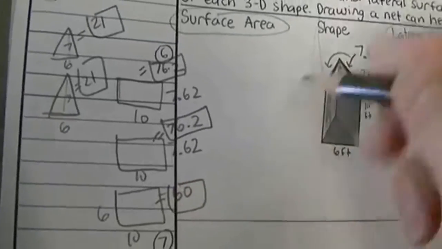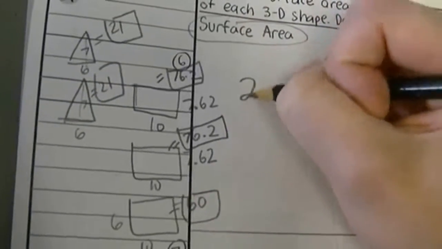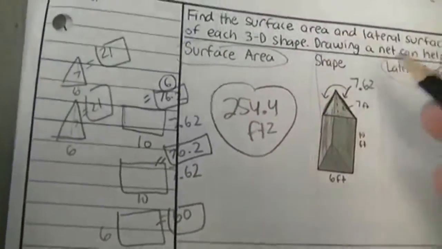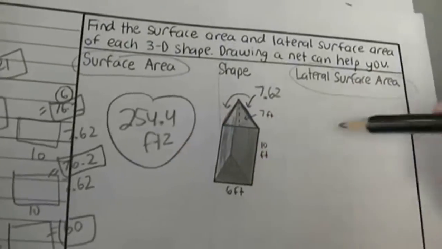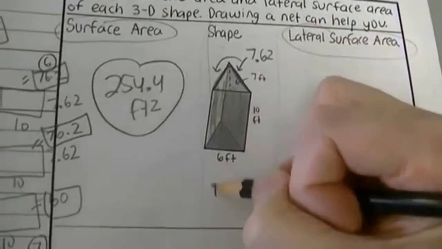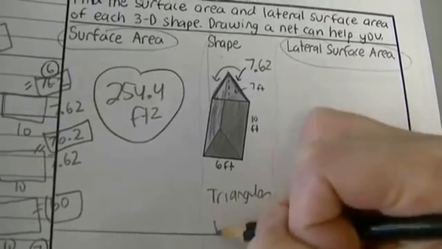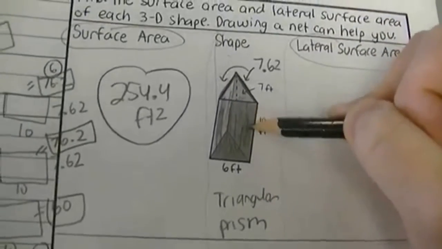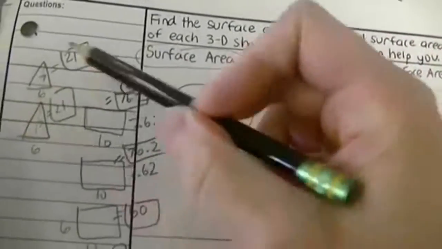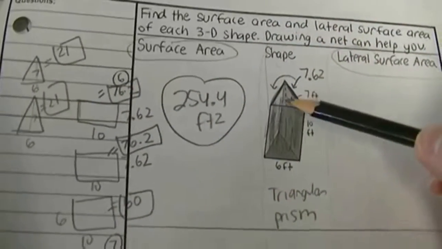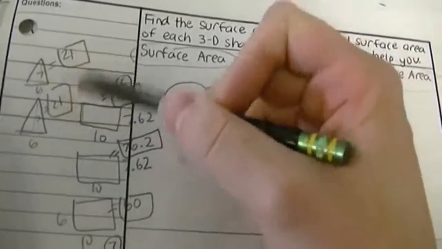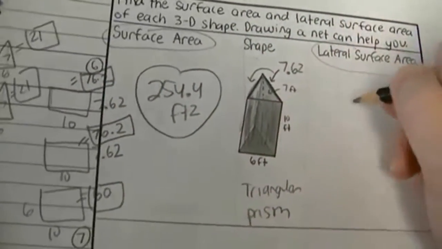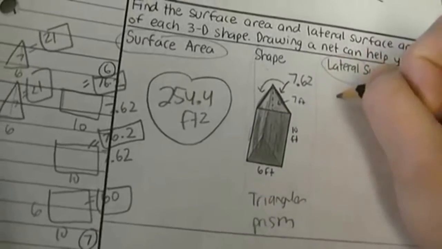Okay, and if I added everything up correctly, I should get 254.4 feet squared. Okay, that's for the surface area. Now, lateral surface area of this triangular prism, you just take the area of this side, and this side. Okay, so I've done all the work over here, and I know that I just exclude the base and the top. So I don't need to add the 21. So I'm just going to add 76.2 plus 76.2 plus 60, and I should get, should I show my work? Yeah.